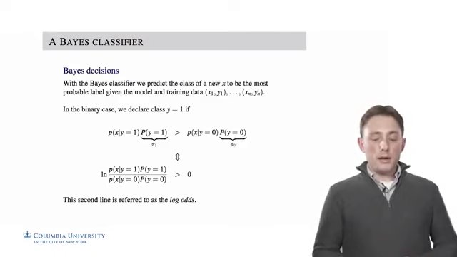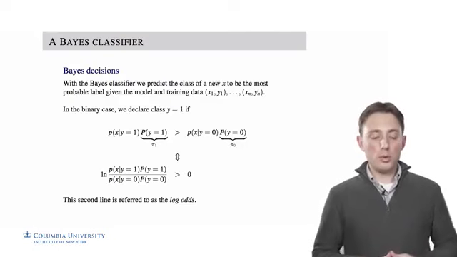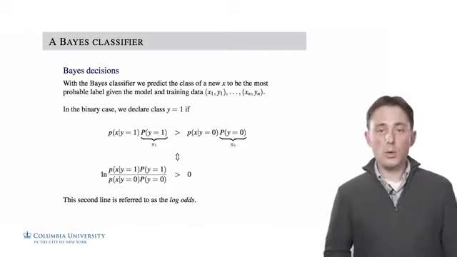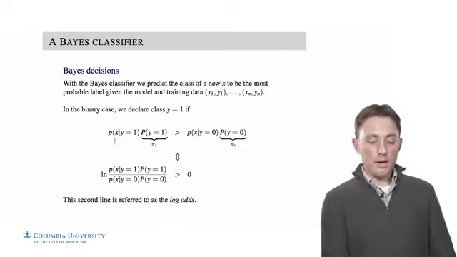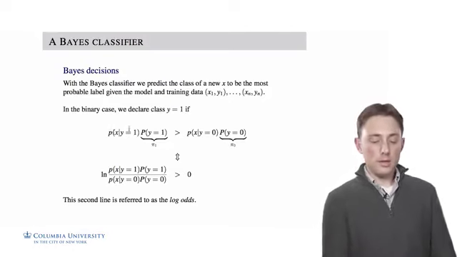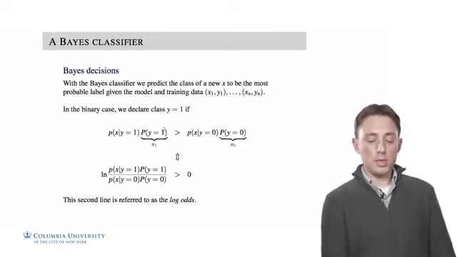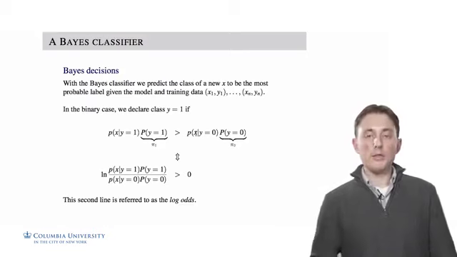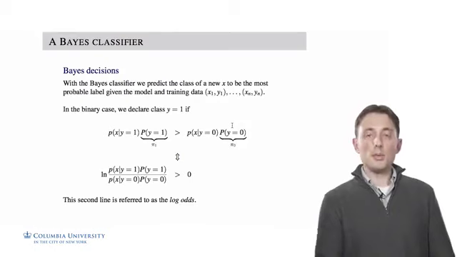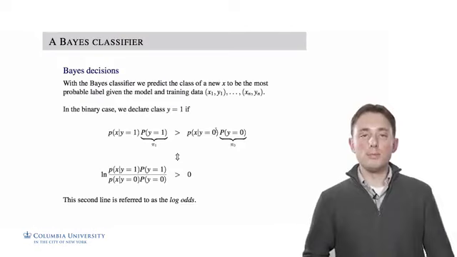With the Bayes classifier, again, we predict the class for a new x to be the most probable label given the model and given training data. So in the binary case, we predict x to be class 1 if the likelihood of x, given it's coming from class 1, times the prior of class 1, is greater than the likelihood of x given it comes from class 0, I used 0 last lecture, times the prior probability of class 0. So it's just the most probable label.